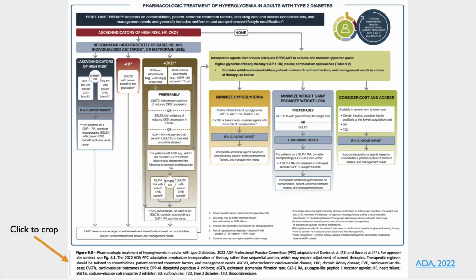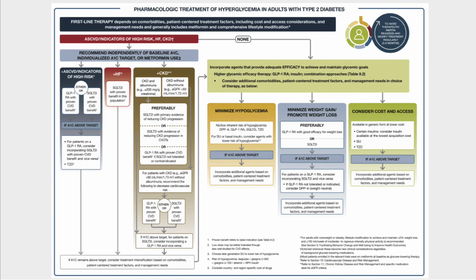So this image is from the ADA guidelines, and it's a little busy, but let me see if I can take you through it. At the top, we're talking about first-line therapy, and that's dependent on the comorbidities, the patient factors, whether they can manage a more complex method, and cost is huge, right? Some of these SGLT2 inhibitors are gazillions of dollars and very hard to afford.